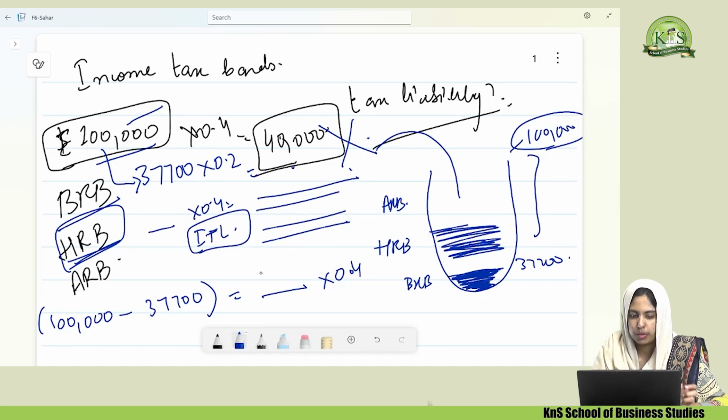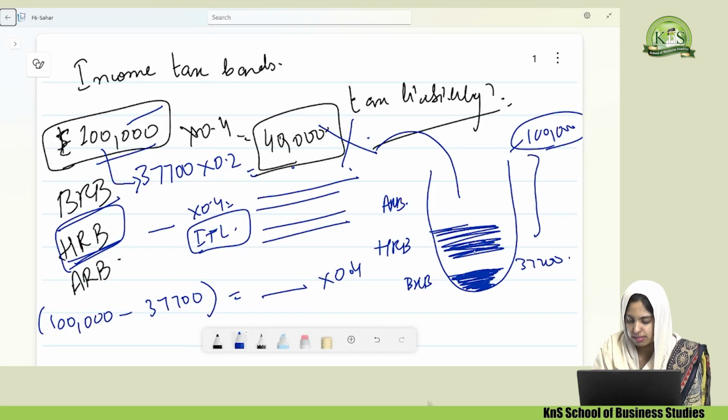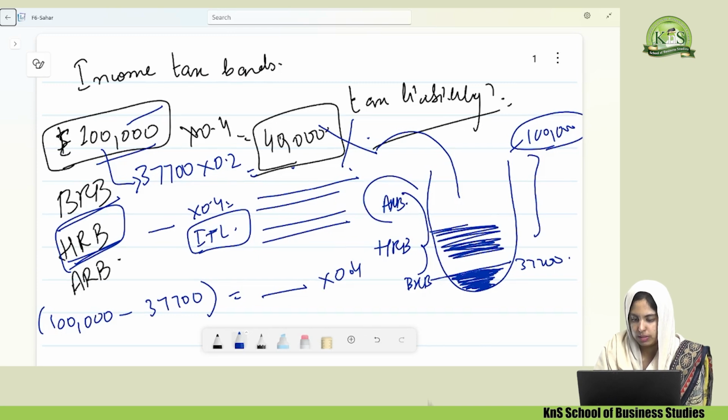So this is how you are going to find out your income tax liability, and this is how your income tax bands are going to be worked upon. Moving forward, if your income is, let's say, 2 lakhs, you are not supposed to do 2 lakhs multiplied by 45%. No, we will not do it like that. We will first tax 37,700, then subtract the remaining amount, let's say the higher rate band 125 out there, and whatever amount is left will go into the additional rate band. So always remember this example: first the bottom will be filled, then above, not directly over here.